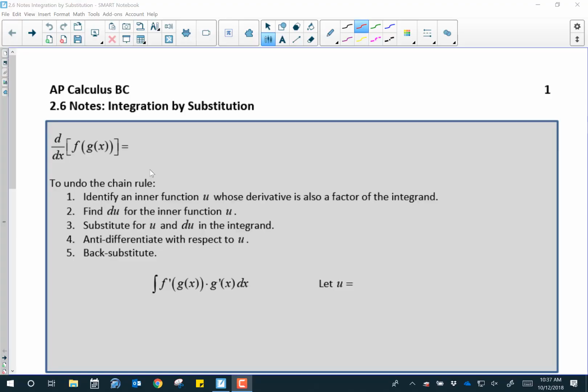Okay, so 2.6 is our last section in this unit, and it's called integration by substitution. So far, you know how to integrate basic derivatives. You know how to do the power rule, you know sine, cosine. That's really all you know.